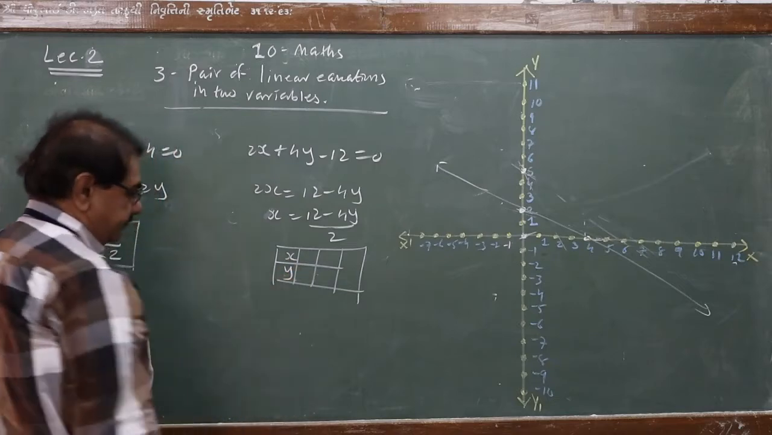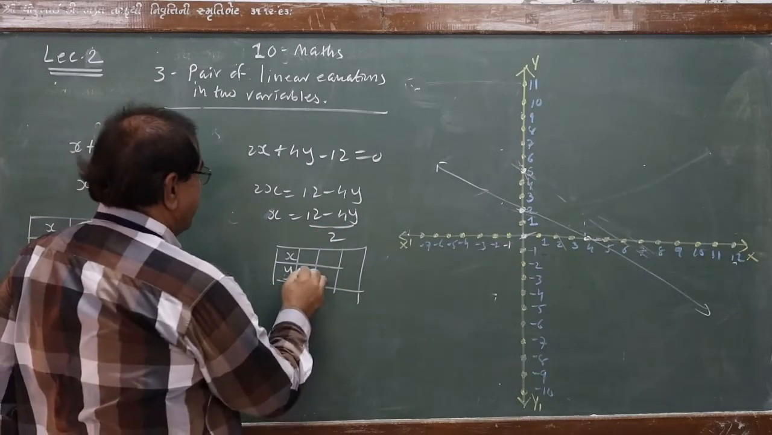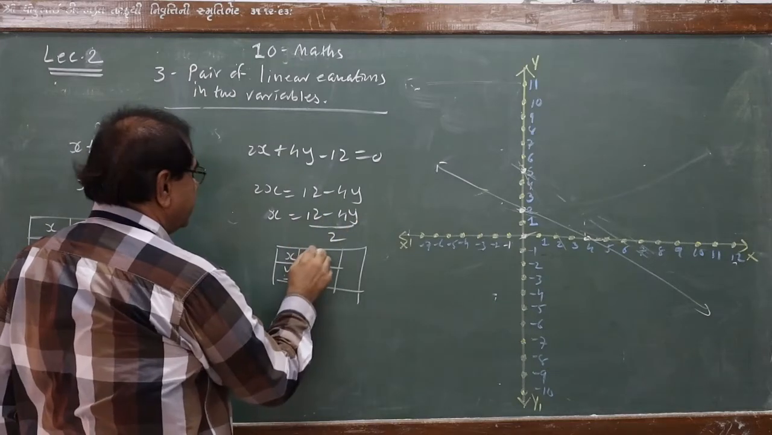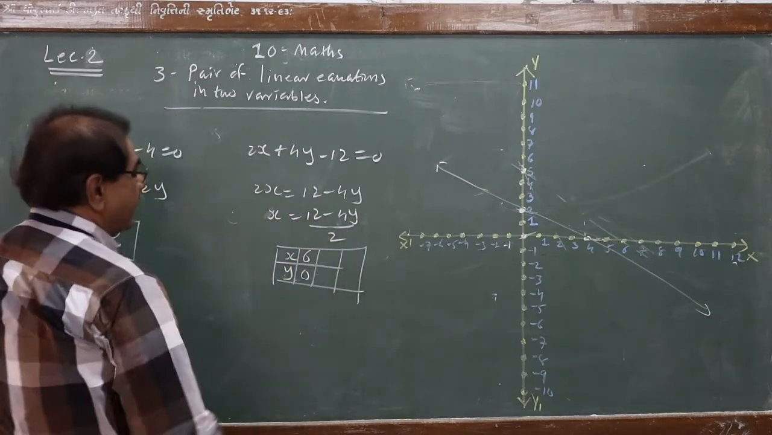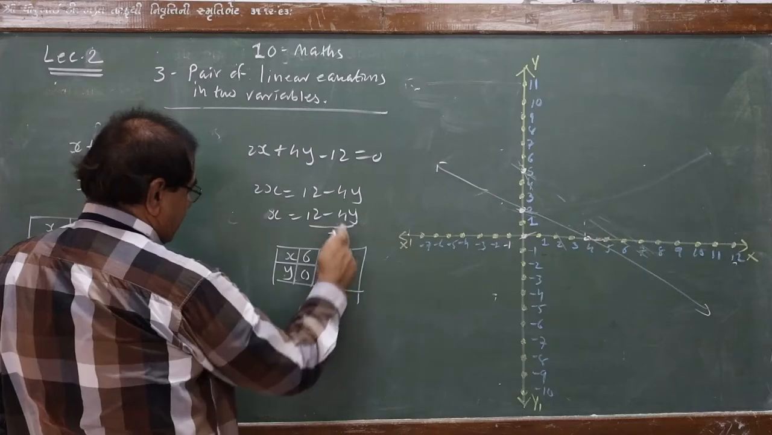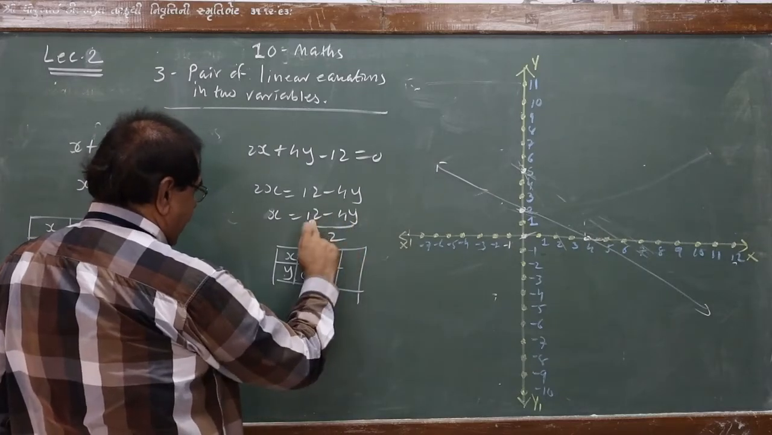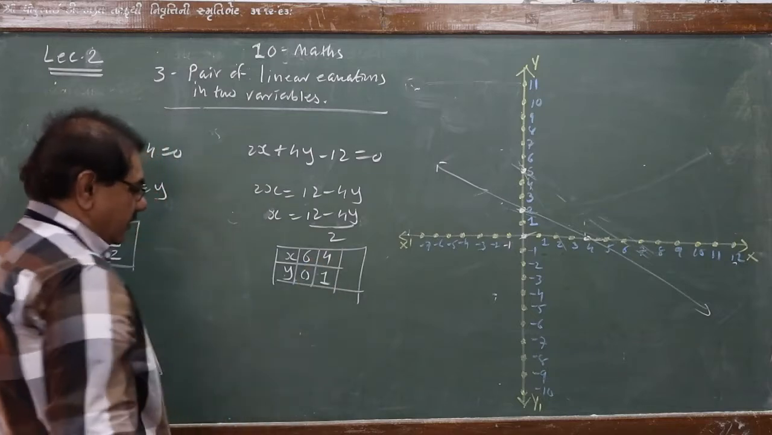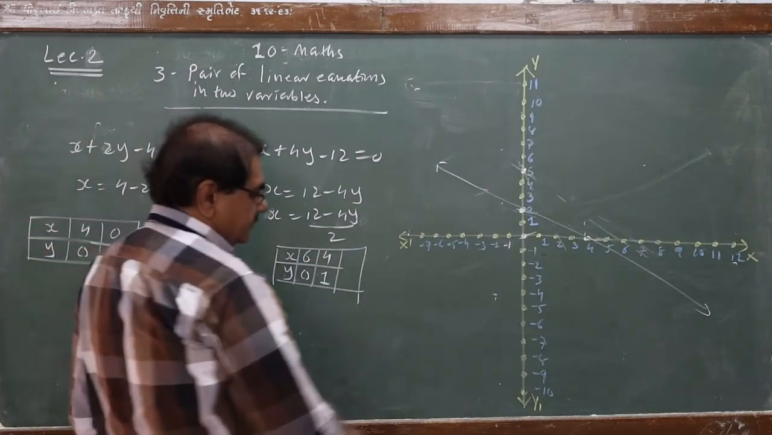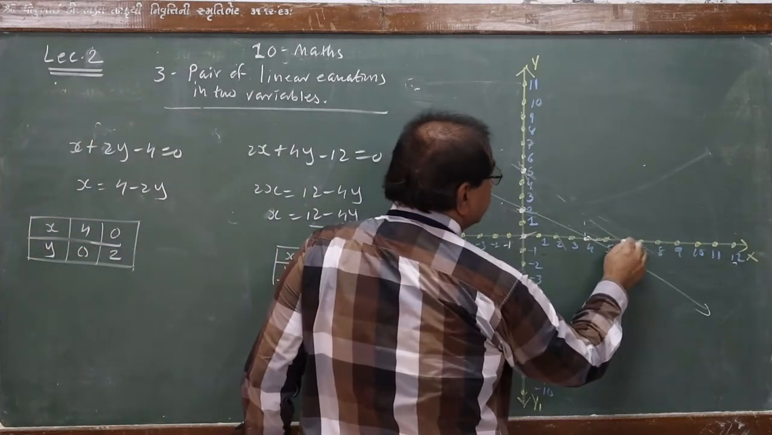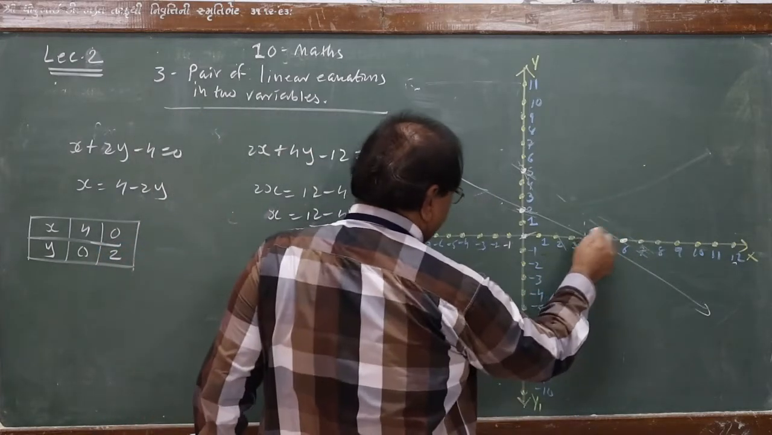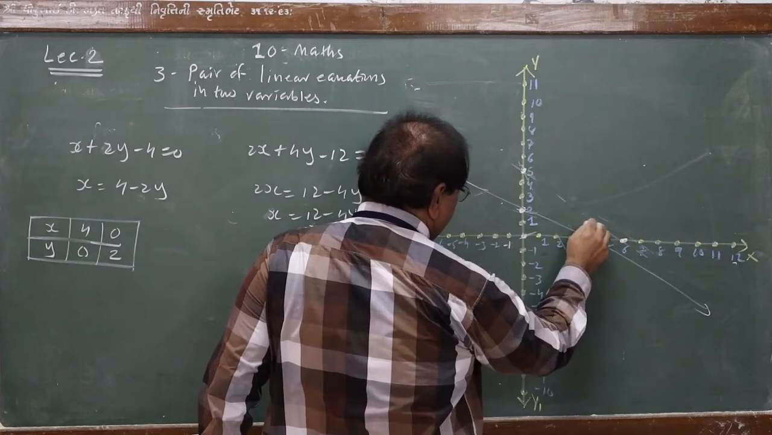x, y. Suppose y is equal to 0. Then 4 zeros are 0. 12 upon 2, it is 6. Y is equal to 1. So 4 ones are 4. 12 minus 4 is equal to 8. 8 upon 2 is 4. Okay, we take the points. (6, 0). 6, 0 is here. And (4, 1). It is 4 and this is 1.